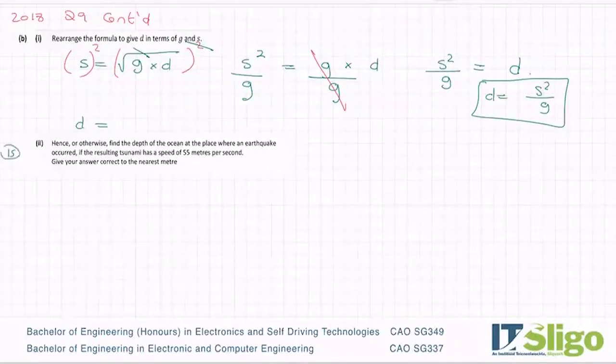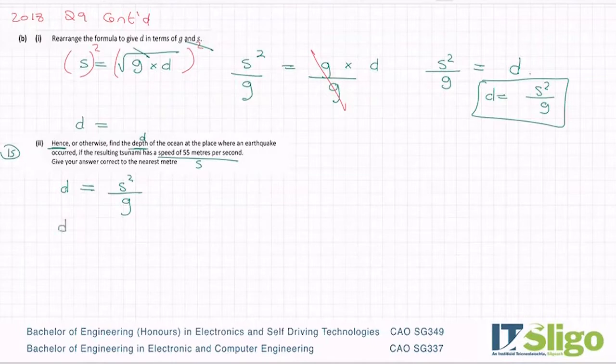There were 15 marks for this part. Let's read this one. Hence or otherwise, find the depth, that was D, of the ocean at the place where an earthquake occurred if the resulting tsunami had a speed of 55 meters per second. So we have to find the depth, so we would like to know what D equals. And it did say hence, which means it's linked to the question just before it, because we have rearranged that formula.